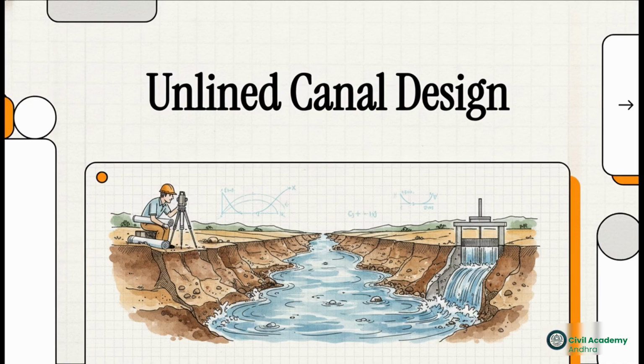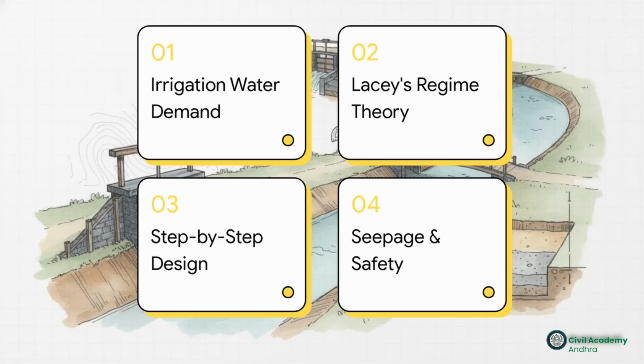All right, let's dive right into this. So here's our roadmap for this explainer. First, we'll cover irrigation water demand. Second, we'll get into Lacey's regime theory. Third, we'll walk through step-by-step canal design. And finally, we'll wrap up with seepage and structural safety.